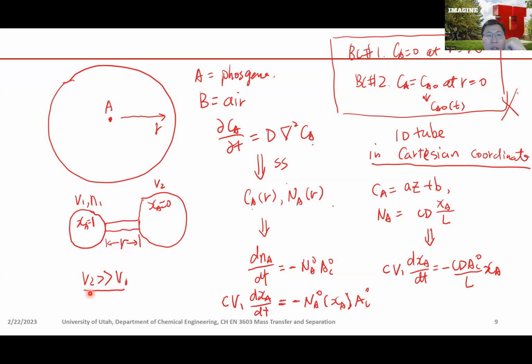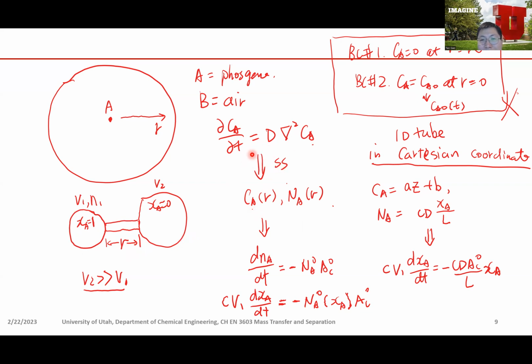In this case, V2 is much larger than V1. To solve this problem, we can assume steady state, which means in this channel the concentration profile does not depend on time. It only depends on x_A at left and x_A at right, and the radius. So here the radius is infinite.